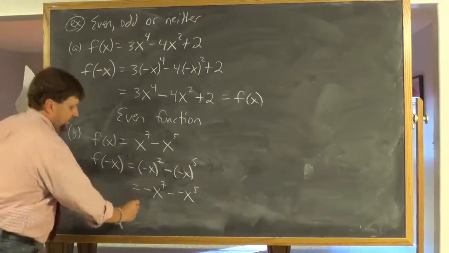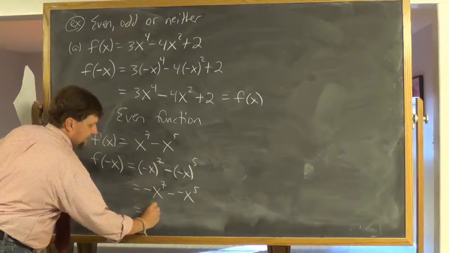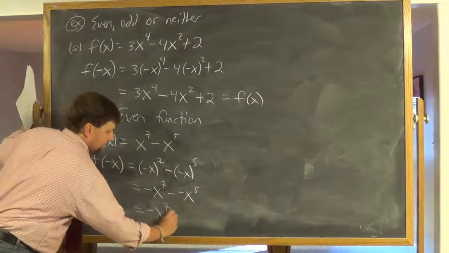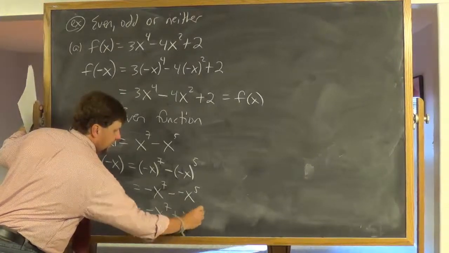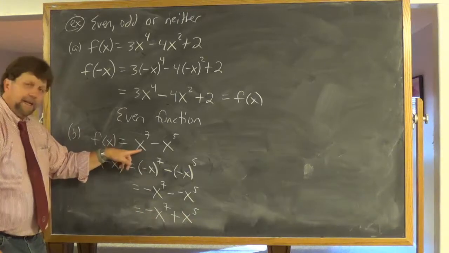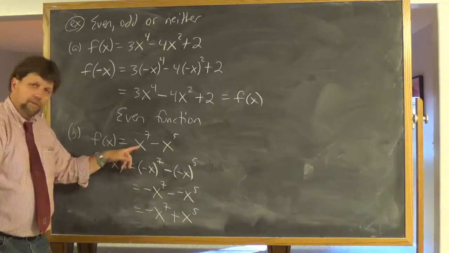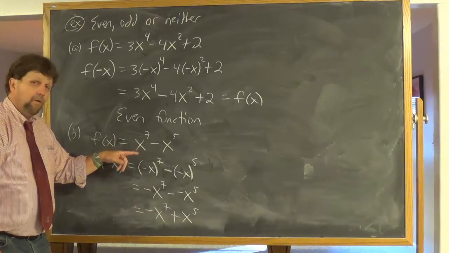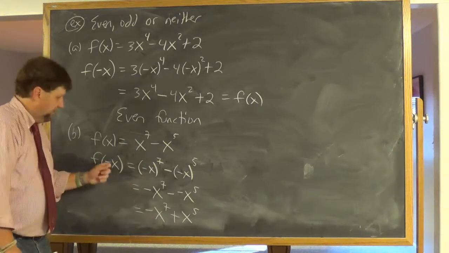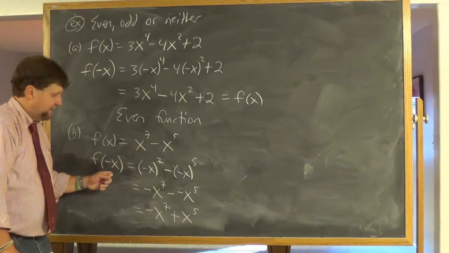Look how you can simplify this. This is a negative x to the 7th, and then minus a negative is plus x to the 5th. So now look, folks, did we get the same function? No, we didn't. So it's not an even function because we didn't get the same function when we evaluated f of negative x.